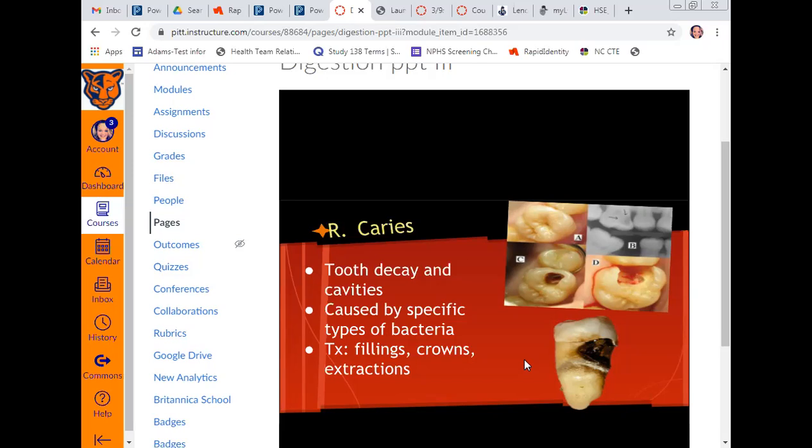Caries can also be caused by bacteria that live in your mouth. The treatment for this is going to be fillings, which means we go in and fill the cavity. Crowns, where we actually put a false tooth on top of the tooth that's bad, so that you can still use that for that mechanical breakdown that we talked about in the function. And then extractions, if it gets to the point like what you see here with this tooth, that tooth is likely causing that person so much pain and discomfort during chewing that they're just going to take it out.